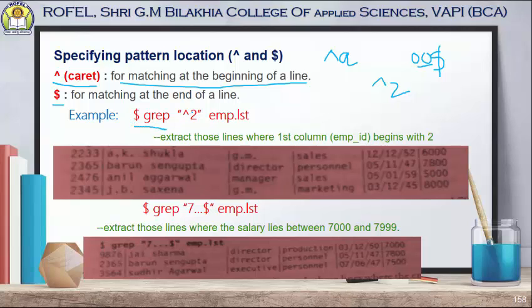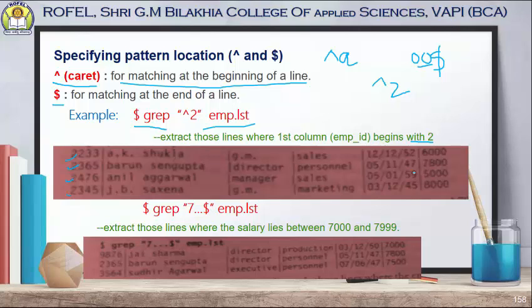grep '^2' followed by the name of the file from where we have to find some pattern. What is the meaning of caret 2? It will extract those lines where the first column, the first character of the line, starts with 2. See the output over here: caret 2 means lines starting with 2. All these lines start with 2.